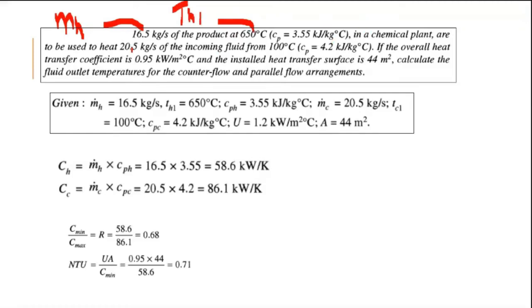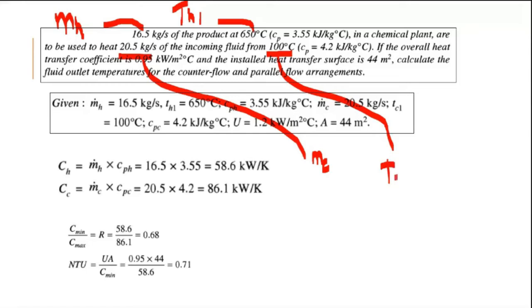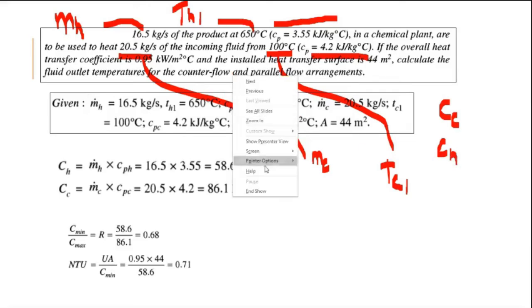It is used to heat up another fluid at this rate. So this is the mc value, incoming at 100 degrees Celsius. So this is the Tc1 value. This is the data given in the question. Specific heats for both the fluids have been given. So we have a small cc value and we have a small ch value. This is the data given in the question.